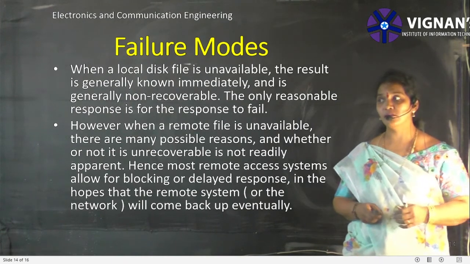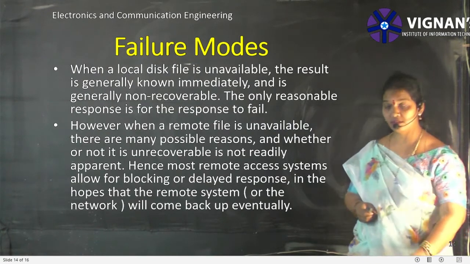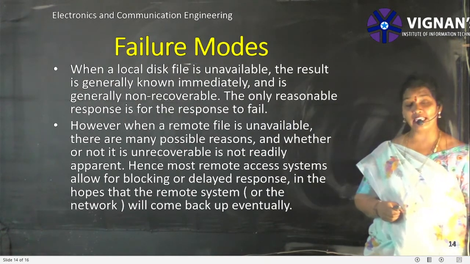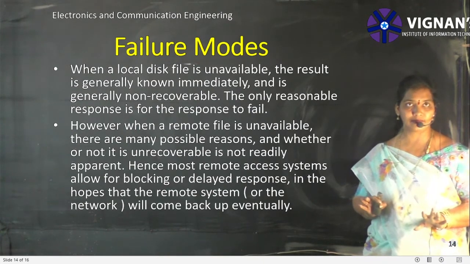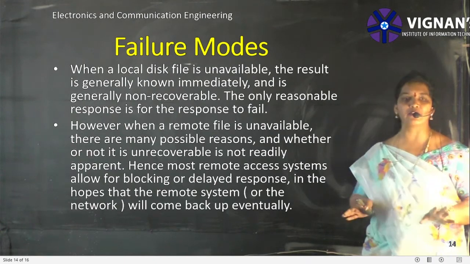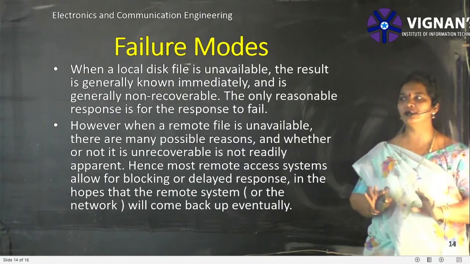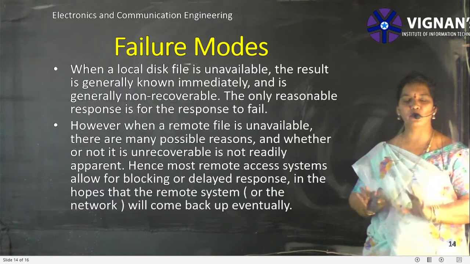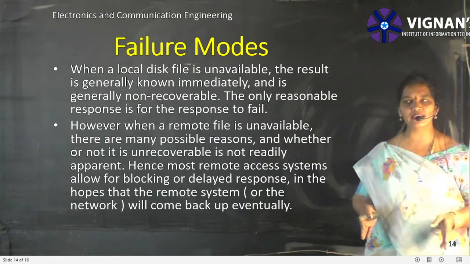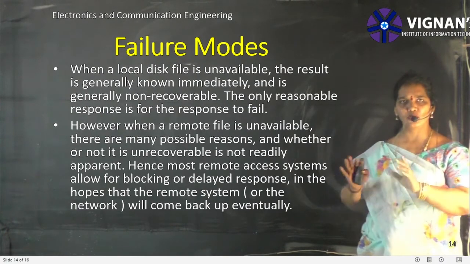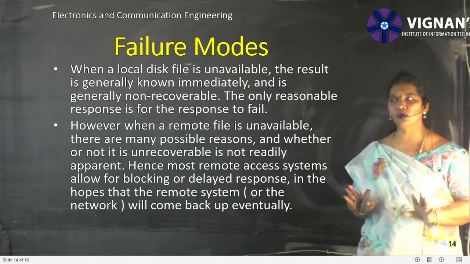Then failure modes. When a local disk is unavailable, the result is generally known immediately and is generally non-recoverable. The only reasonable response is for the operation to fail. So when a local disk is unavailable, the result is known immediately, and we say that the system has failed when it gives no response.